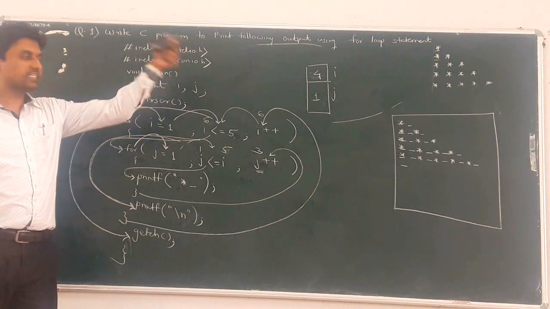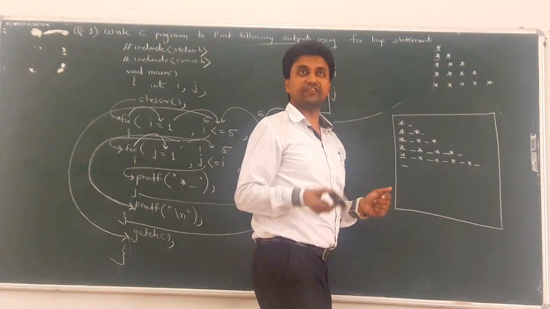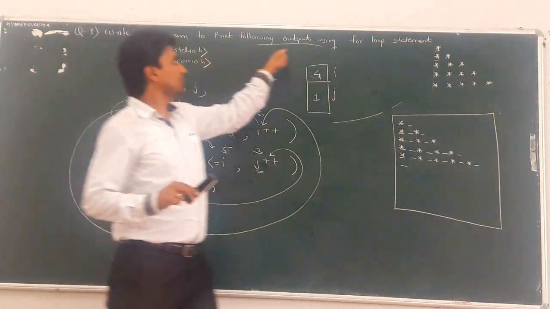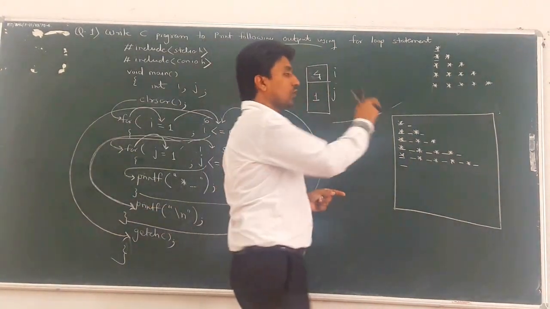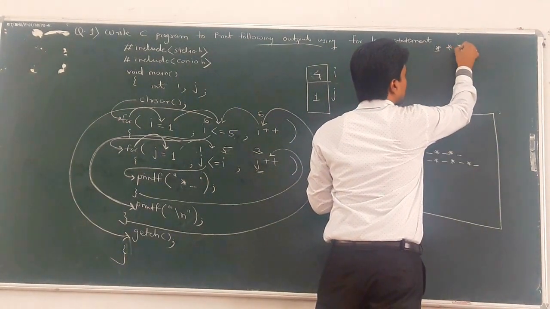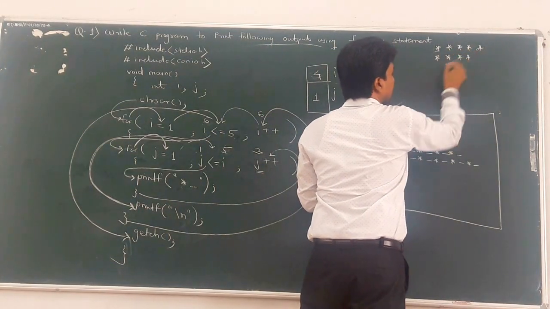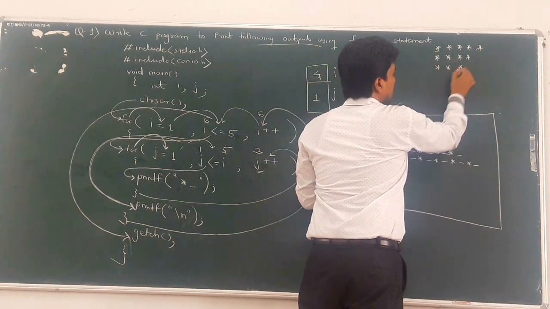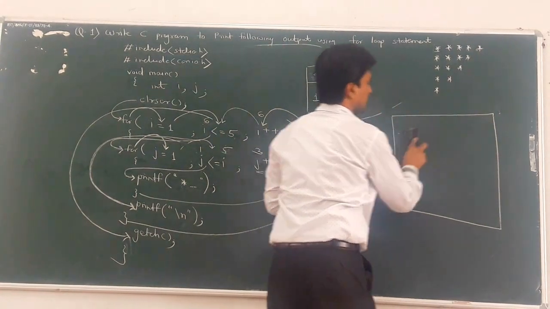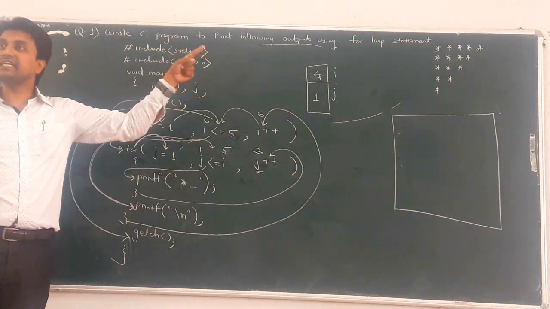Now the same problem statement: how can we print the same triangle in the reverse way? The second problem statement is: write a C program to print the following output using the for statement. Only the triangle is reversed. The first row prints star 5 times, then the second row prints star 4 times, the third row 3 times, the fourth row 2 times, and the fifth row 1 time.